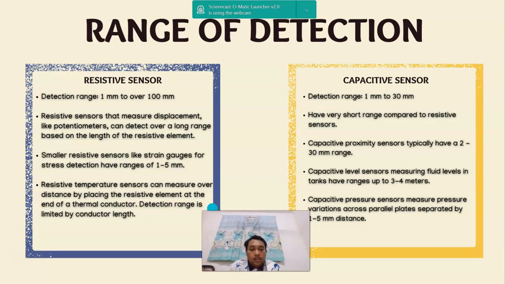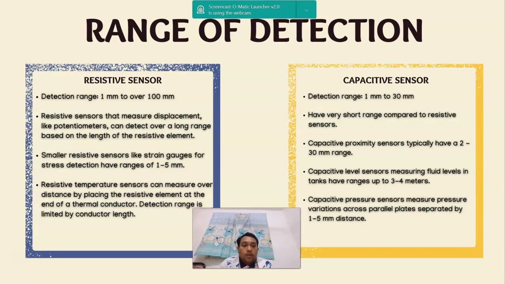For the capacitive sensor, detection range is 1 millimeter to 30 millimeters, having a very short range compared to resistive sensors. Capacitive proximity sensors typically have a 2 to 30 millimeter range. Capacitive level sensors measuring fluid level in a tank have a range of up to 3 to 4 meters. Lastly, the capacitive pressure sensor measures pressure variation across parallel plates separated by a 1 to 5 millimeter distance.